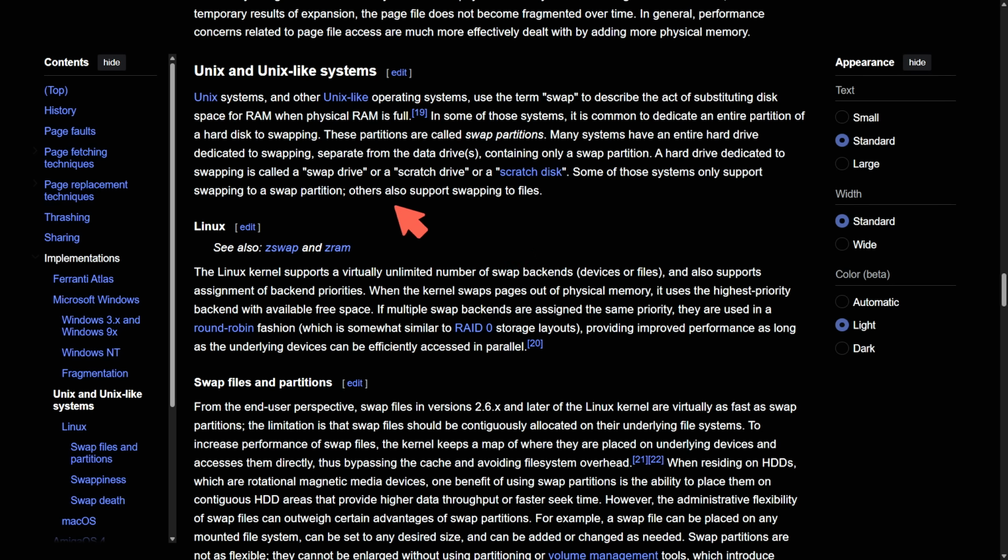Let's talk Unix and Linux systems and what the term swap actually means. The term swap is used to describe the act of substituting disk space for RAM when physical RAM is full. In some of these systems, it is common to dedicate an entire partition on the hard disk to a method called swapping. These are called swap partitions, but nowadays, most systems support swap files.